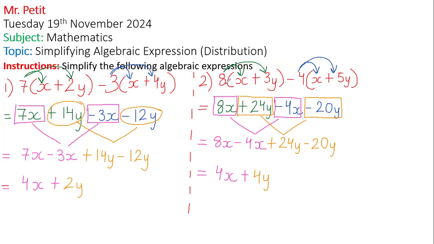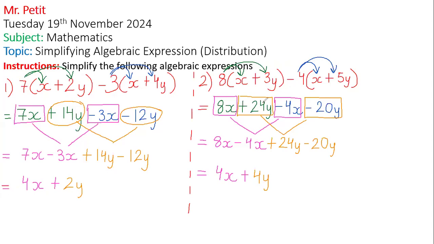8x. And we say 8 times 3, which gives us what? 24. So it's going to be 8x plus 24y. Then we say negative 4 times x, which gives us negative 4x. And then we have negative 4 times 5, which gives us negative 20y. That makes sense? The first line makes sense?